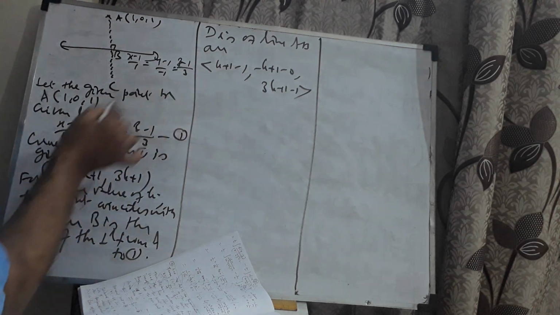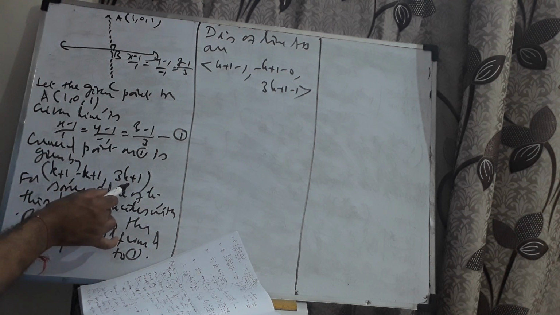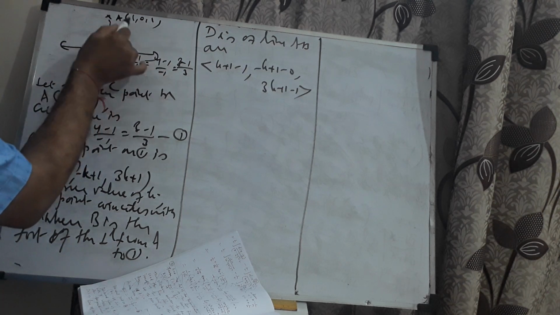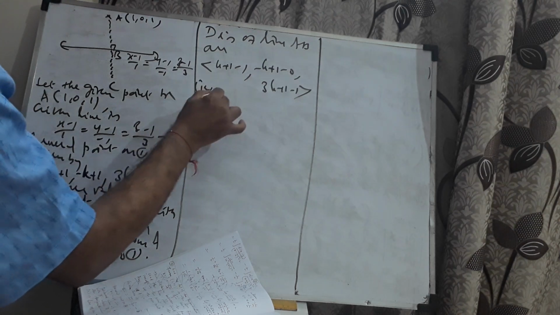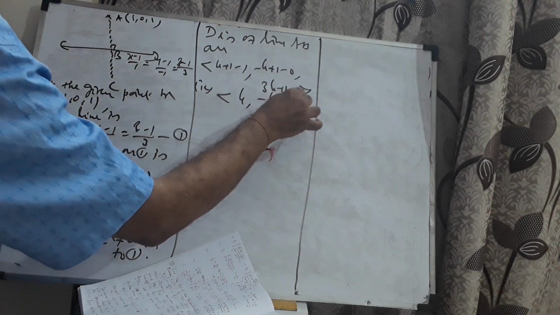Remember carefully. Now for my x2 is k plus 1, y2 is minus k plus 1, z2 is 3k plus 1; x1 is 1, y1 is 0, z1 is 1. This is my point (x1, y1, z1), and this is equivalent to (x2, y2, z2). Now here this will be equal to (k, minus k plus 1, 3k).